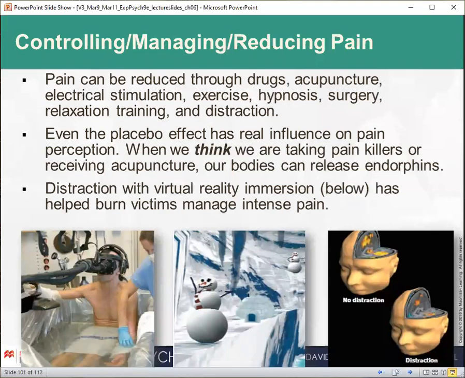Distraction with the virtual reality immersion below that we see here has helped burn victims manage intense pain as well. So there are a variety of ways in which we can see the experience of pain can be curtailed, controlled, managed, or reduced in some fashion.